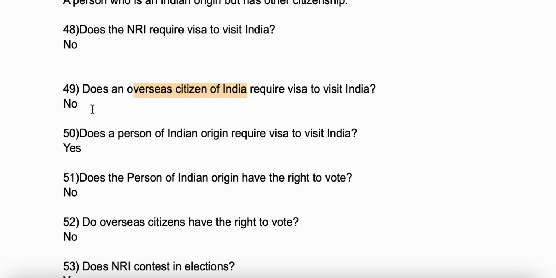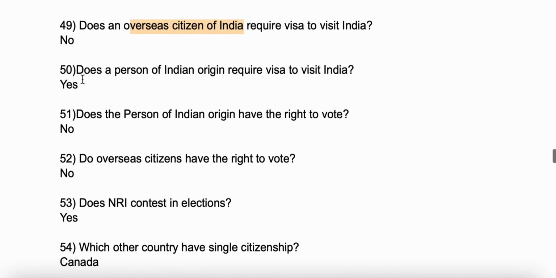And another question, is an NRI a citizen of India? Yes. And is an overseas citizen of India a citizen of India? No. But he can stay here and work here indefinitely. Okay, even his or her spouse can stay in India for an indefinite period. Now 50th question, does a person of Indian origin require a visa to visit India? Yes, a person of Indian origin does, remember this.